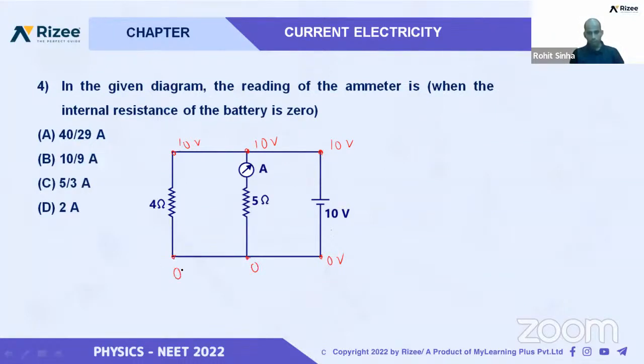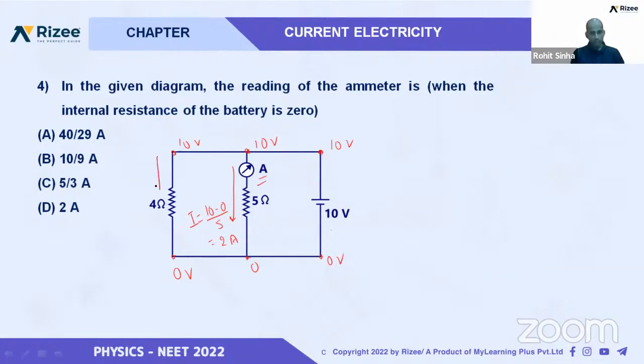Here also 0 volt. Now this is a similar type of question which we have studied earlier also. This is the ammeter connected here. This point is 10 volt and this point is 0 volt. Current through here, I is equal to potential difference, 10 minus 0, divided by equivalent resistance, which is 5. We will get 2 ampere.